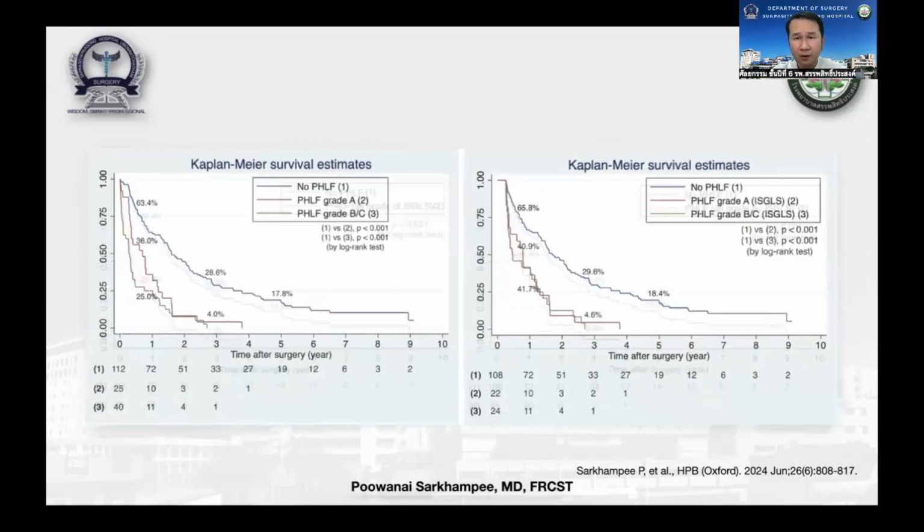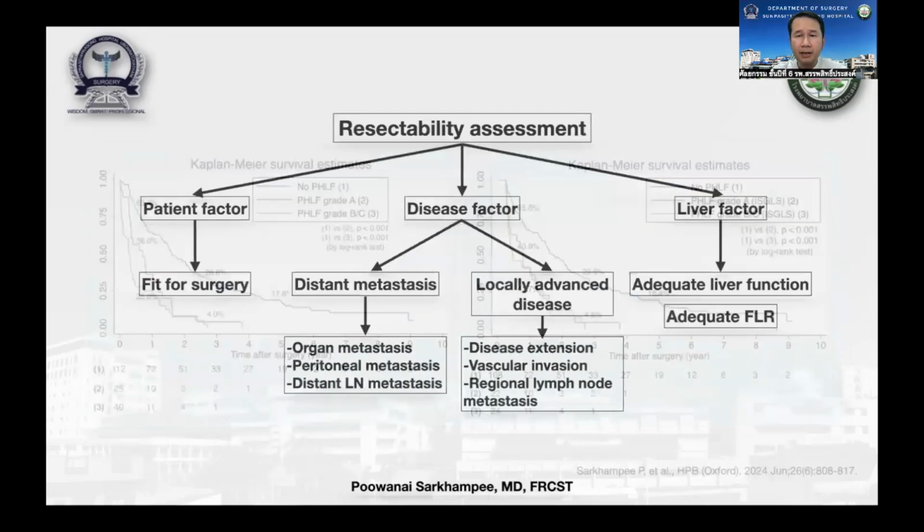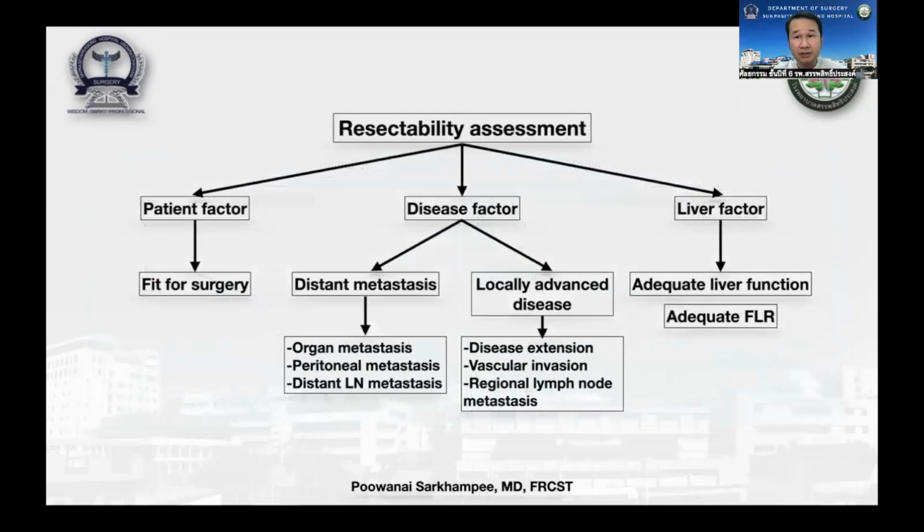Therefore, you must be concerned about the liver factors, because if the patient has liver failure post-operatively, the survival outcome will worsen. It will be lower than in the patient without post-hepatectomy liver failure.